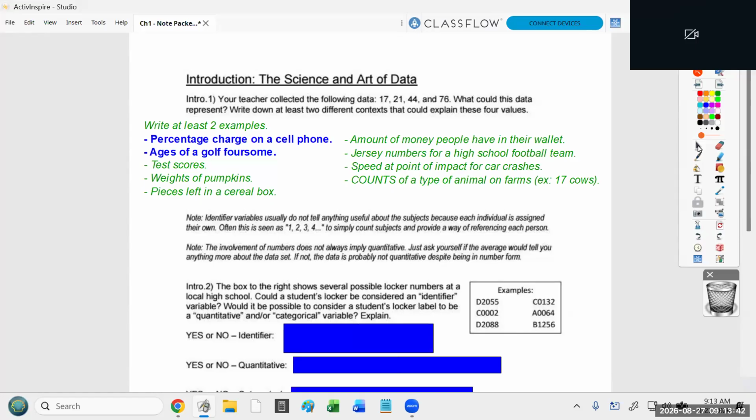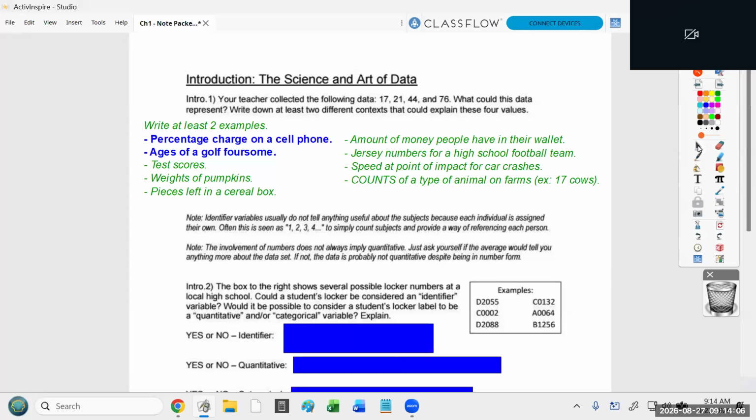Now, the other thing that I think is kind of interesting, I really liked this last example. Again, I can't take credit for it. It's something a former student came up with. They treat it as counts of a type of animal on a farm, like 17 cows, 21 chickens, 44 sheep. The reason I really liked that is because most people, myself included, put themselves in this box of assuming that these numbers are quantitative. But that person treated it as if they were records of a categorical variable.